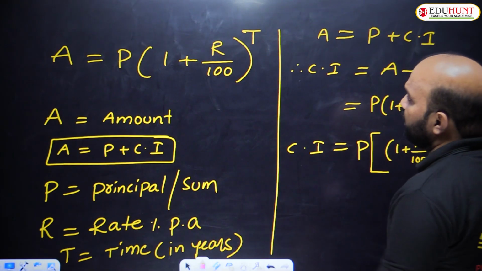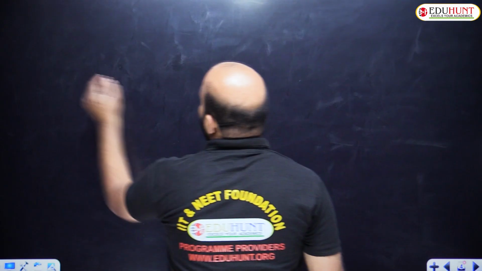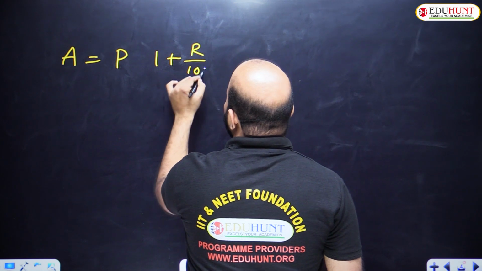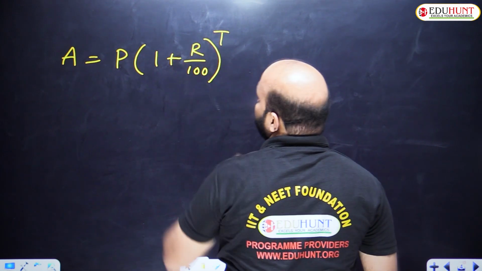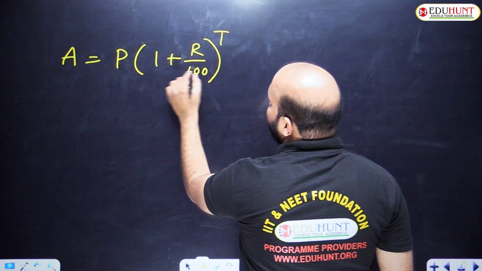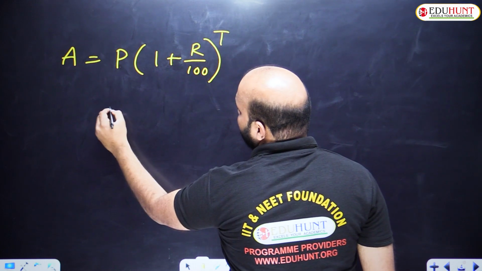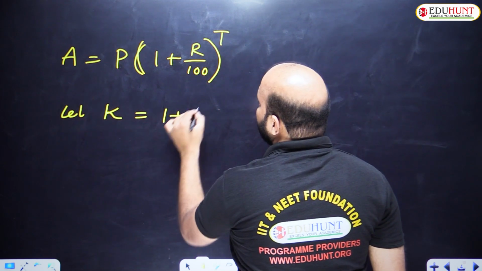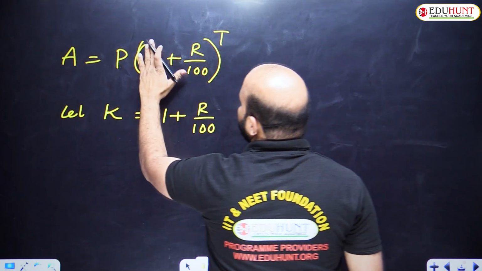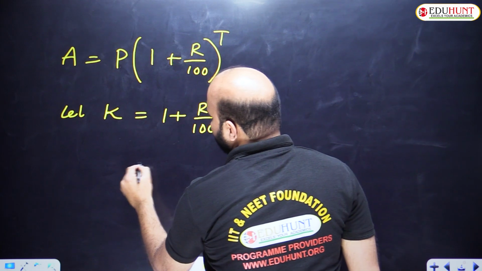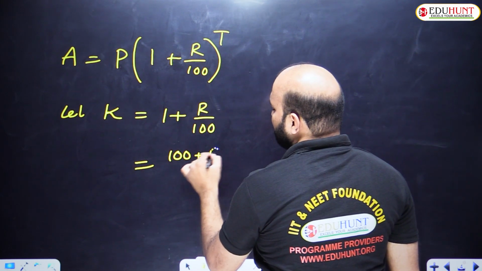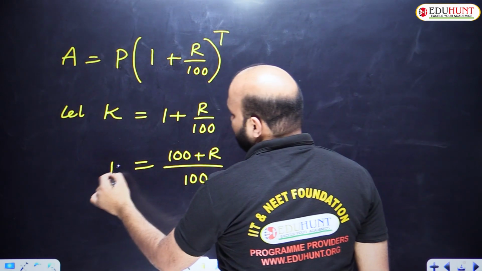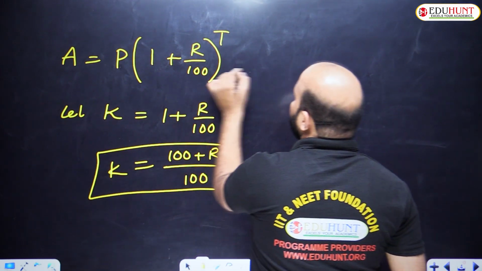The amount formula is P into (1 plus r by 100) whole power t. This is the amount formula. Am I clear? Inside, let us consider the part 1 plus r by 100 as k. So let k equal 1 plus r by 100. It can also be written as (100 plus r) by 100, taking LCM 100 into 1, 100 plus r. This is k. Consider this as equation 1.